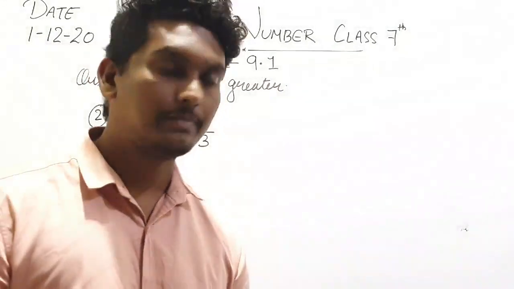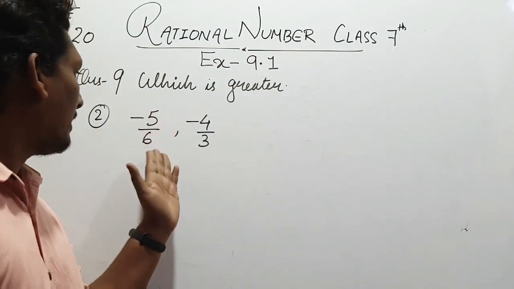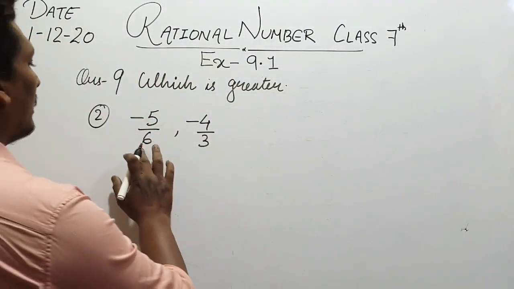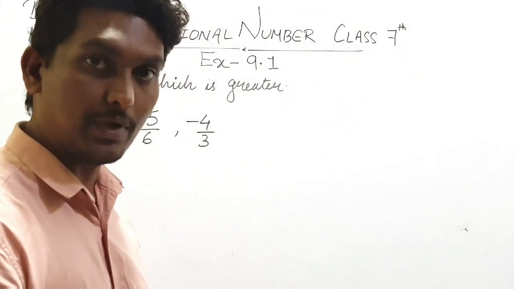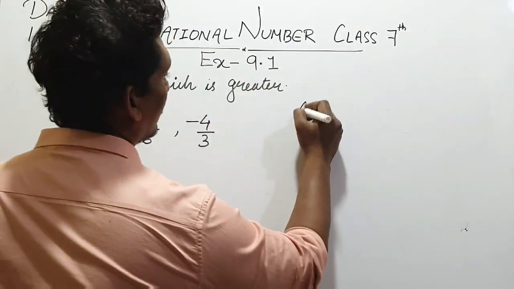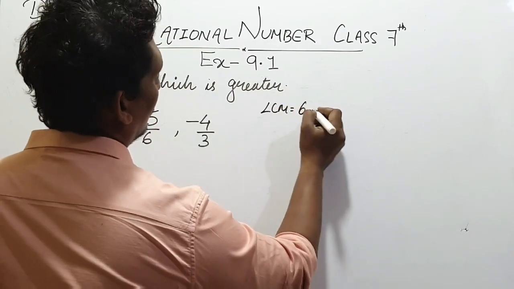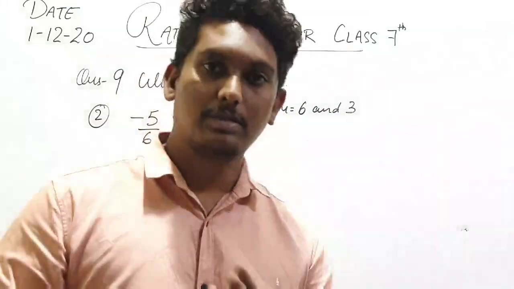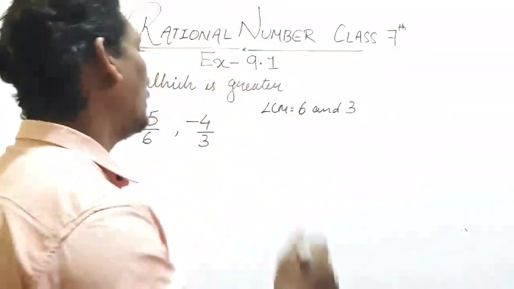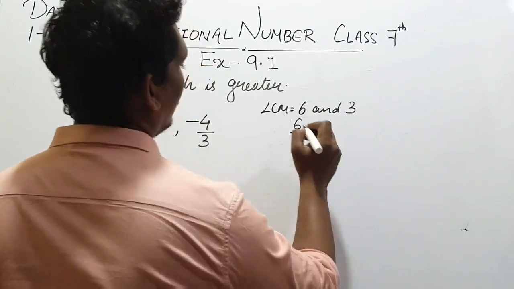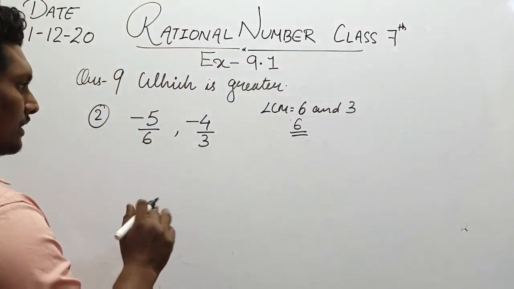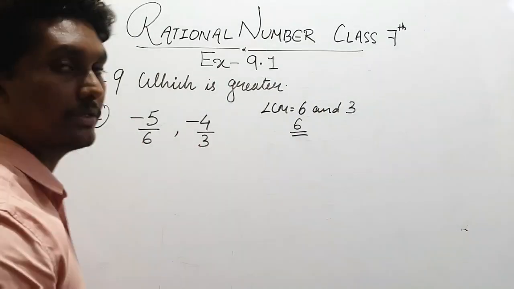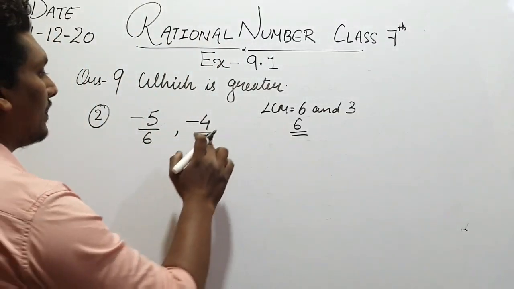Okay, now come to the next question. Here we have minus 5 by 6 and minus 4 by 3. Here also the denominators are not the same, so we have to find the LCM of 6 and 3. See, 6 and 3 come in the same table, so which one is greater here? 6. So the LCM is 6. Since the LCM is 6, no changes should be made here because the denominator is already 6.